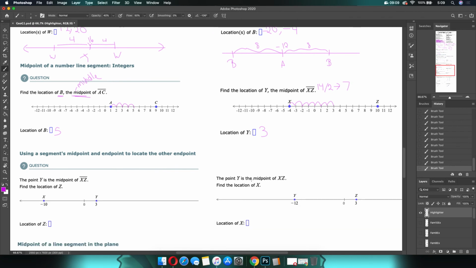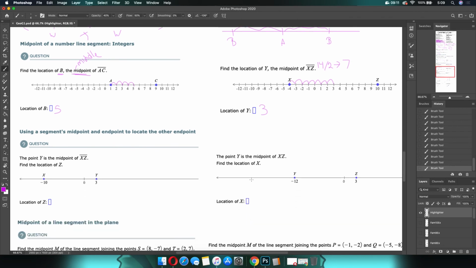All right, and now we're going to take it even further, and we're going to reduce the number line again. Let's see here. Y is the midpoint of XZ. So what's the distance from here to here? They're on opposite sides, so we're adding them. So it's a distance of 13. Okay, if it's a distance of 13 and I go 13 this way, where do I stop? 16, and that's going to be our answer.